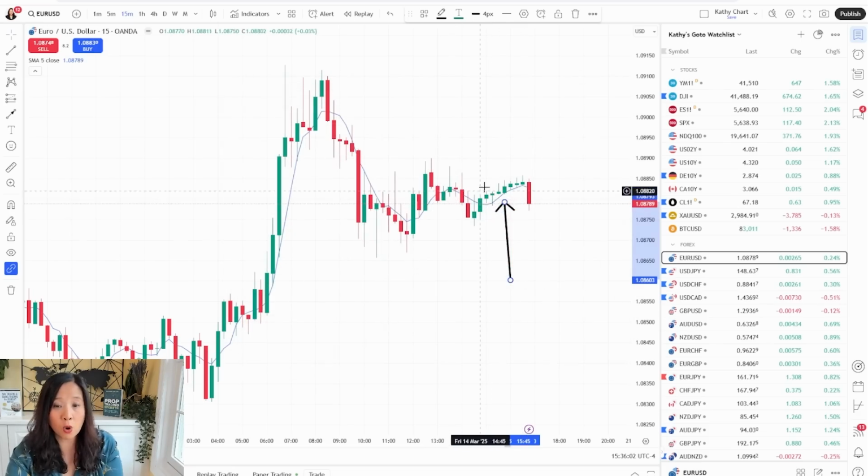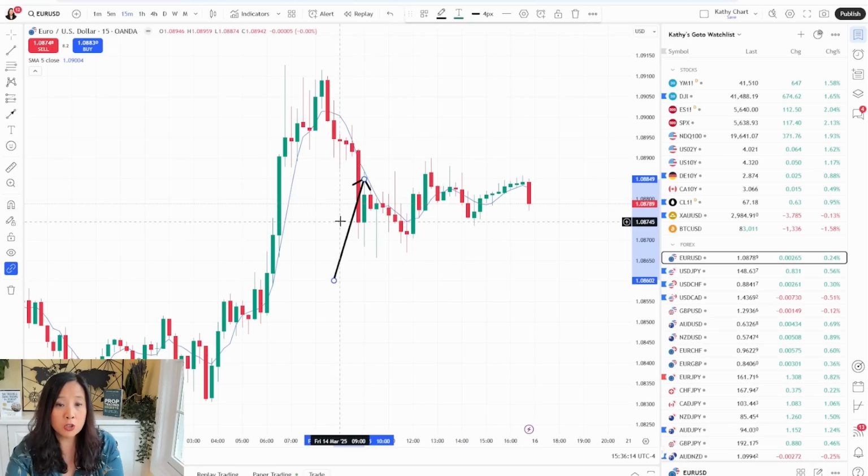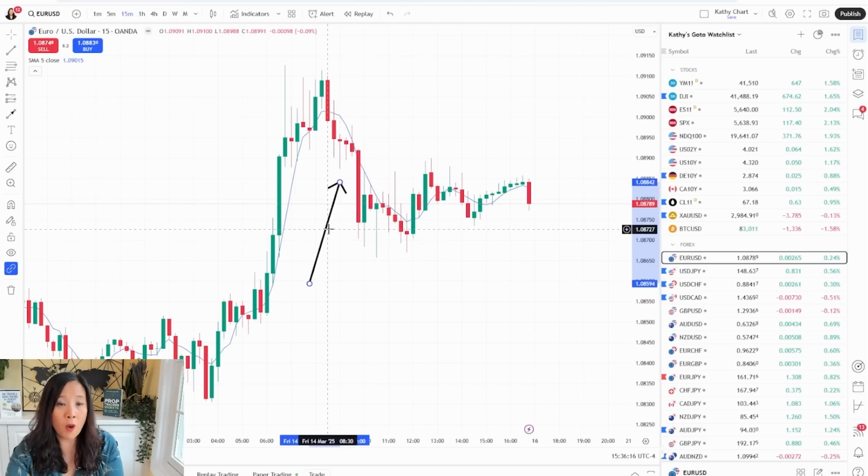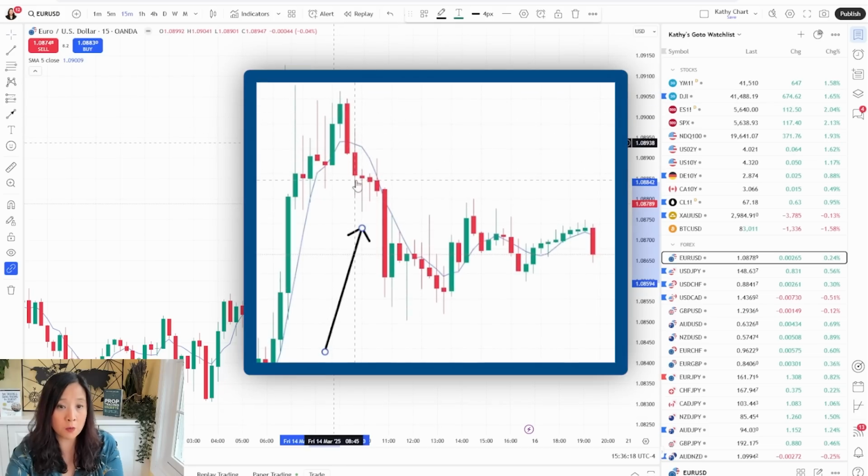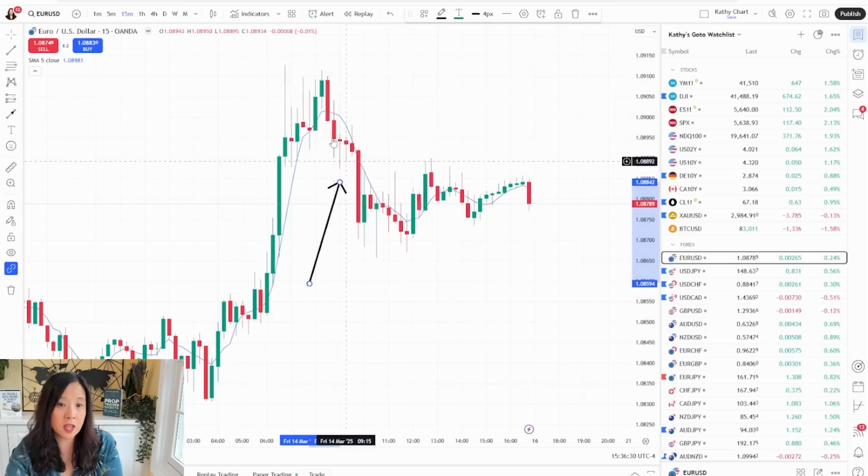The euro dollar is holding above the 5 SMA for the whole time. And when it drops below it, we only have one candle, but it'll probably continue. Whereas in this example here, you can see in the euro dollar, when it has fallen below the 5 SMA, it remains below it for basically an hour and 10 minutes.